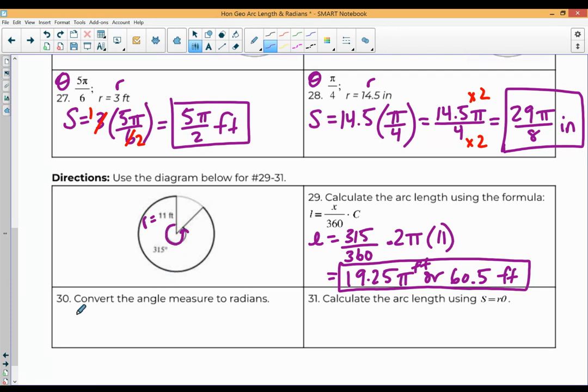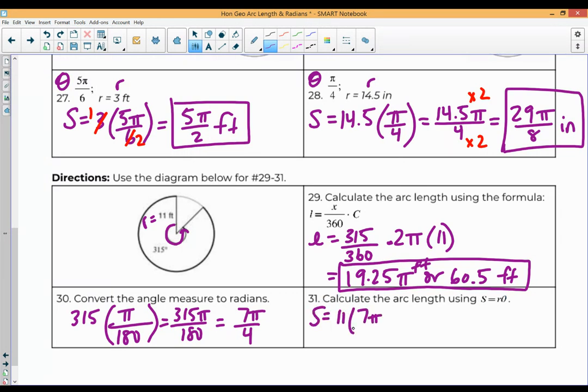Convert the angle measure to radians. So 315 times, that's where I have to figure out where's the 180 and where's the pi go. So since I want this in radians, I'll keep the pi on the top, 180 on the bottom. So 315 pi over 180. Reduce that, 315 over 180. That's 7 pi over 4. Calculate the arc length using S equals R theta, 11 times 7 pi over 4. So that's going to be 77 pi over 4.